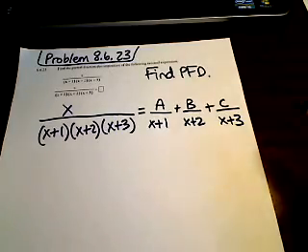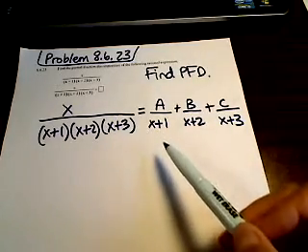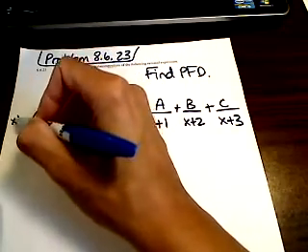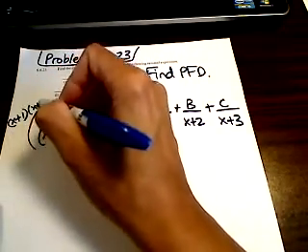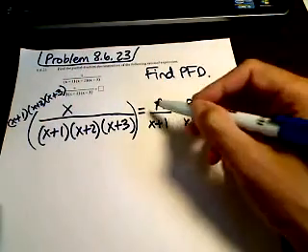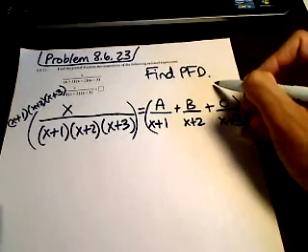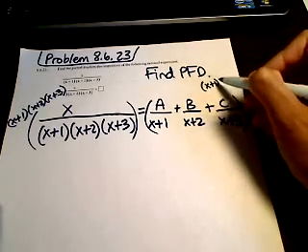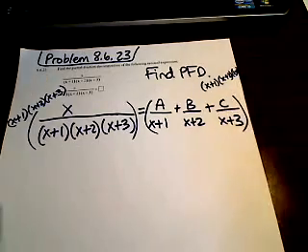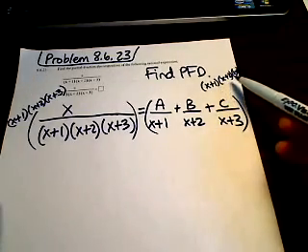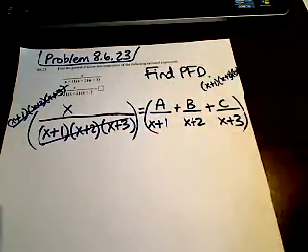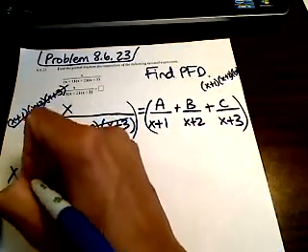Okay, so now at this point what we're going to do is we actually need to clear the fraction. So what I'm going to do is I'm going to multiply both sides by the common denominator, which is (x plus 1)(x plus 2)(x plus 3). And we're multiplying both sides by that. So what's going to happen is on this side, the denominators are just going to go away and we're going to be left with x.